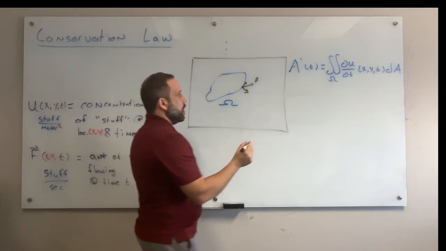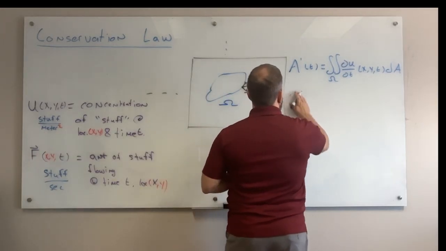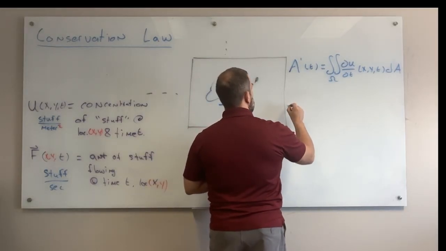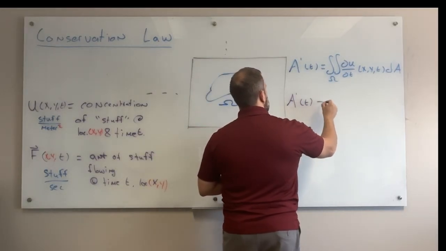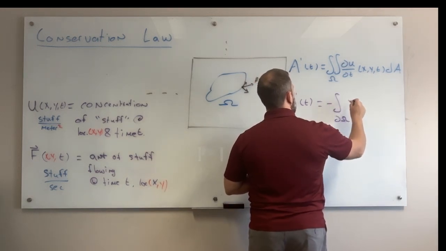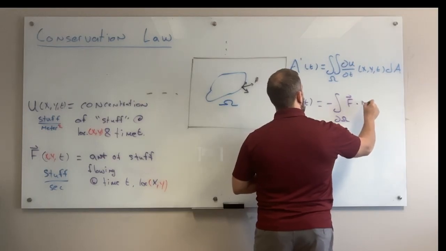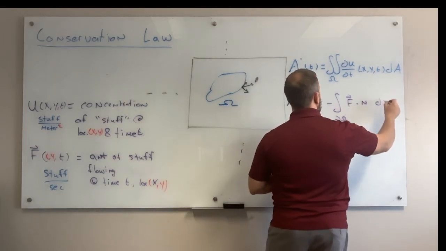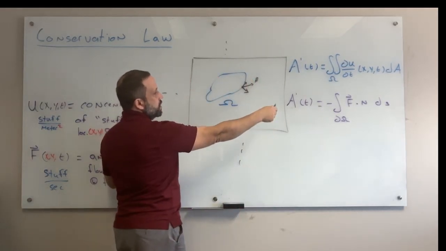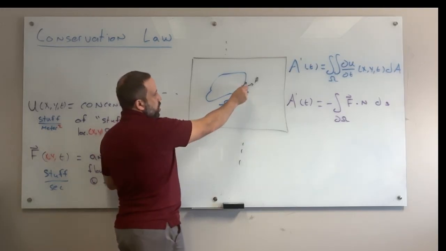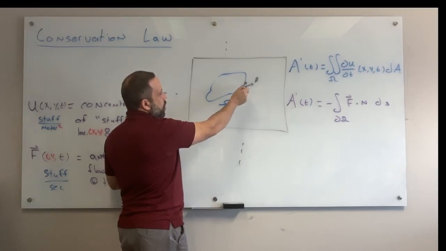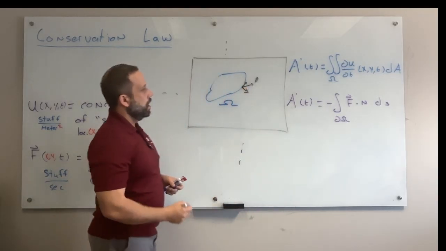Okay, and so what this tells us then is, I got my colors reversed from how I was doing it before, but that's okay. A prime of t is equal to minus the integral around the boundary of omega of f dotted with the normal vector. And we'll say we're integrating with respect to s. The reason it's minus is because the normal vector is taken to be the outward pointing normal vector. And so if f dotted with n is positive, it indicates flow going out, so we need it to be negative. Okay.